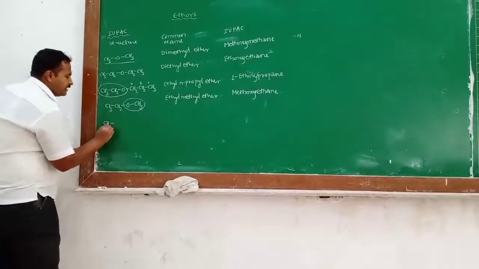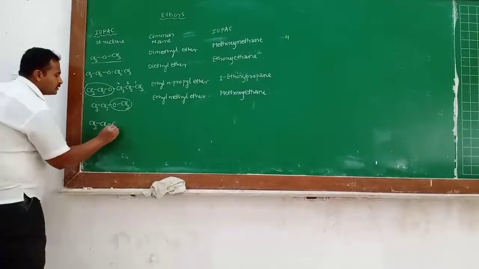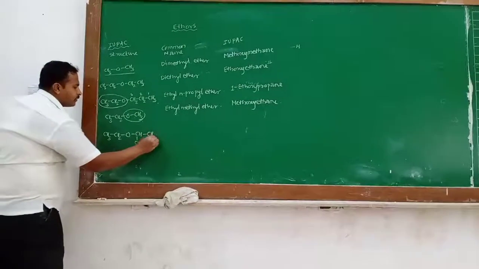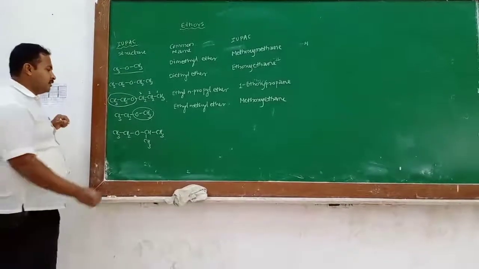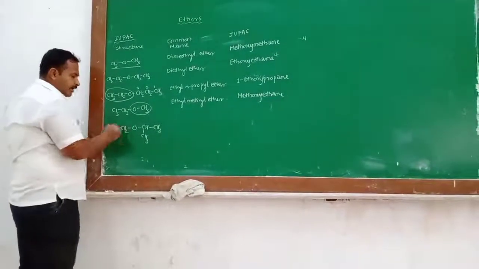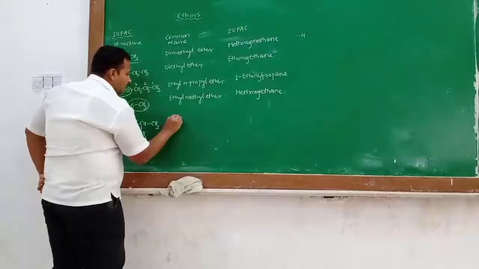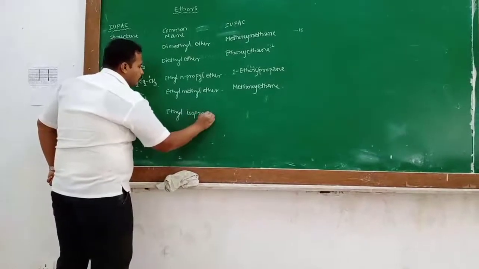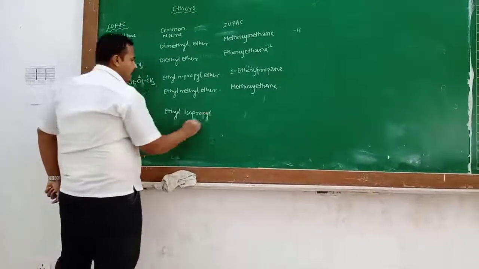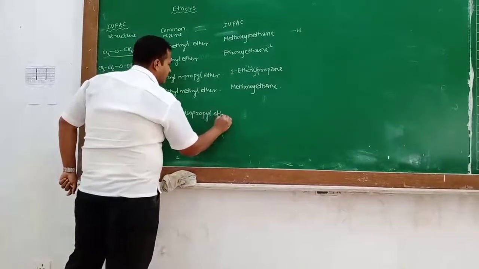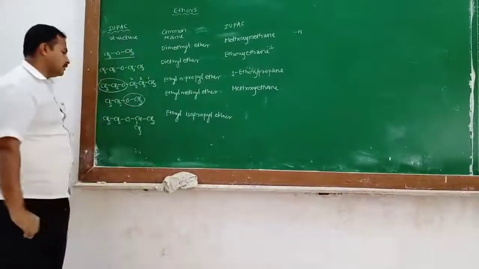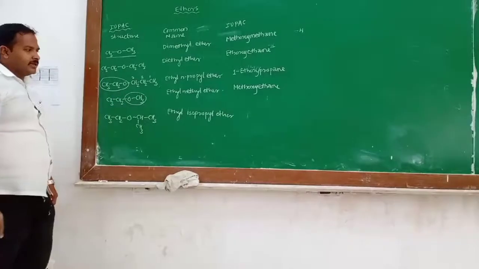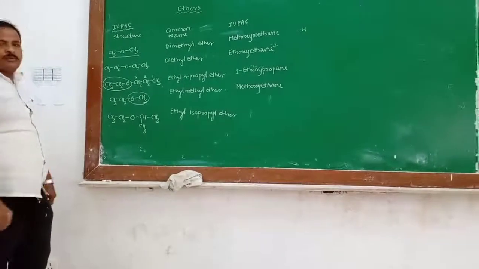Another example: CH3 CH2 O CH3 CH. Tell me the common name. You know that it is an isopropyl group, and it is an ethyl group. The common name is ethyl isopropyl ether. It is ethyl, it is isopropyl, and the remaining part is the ether. What is the IUPAC name of the compound?